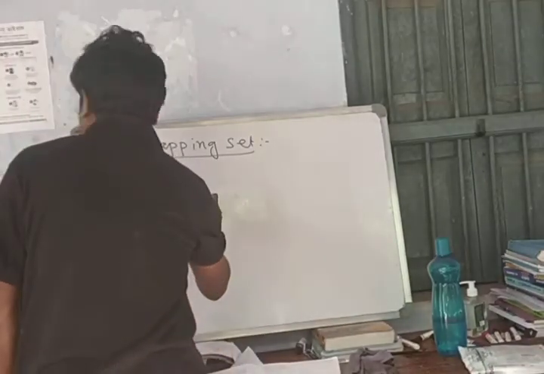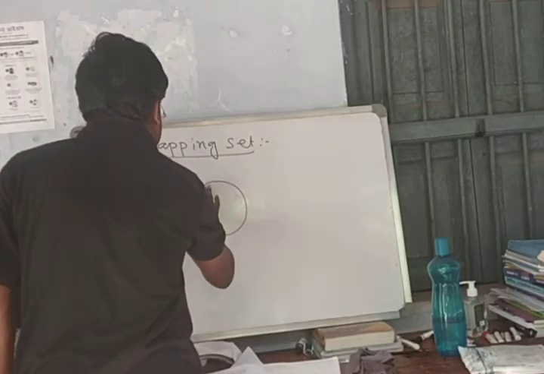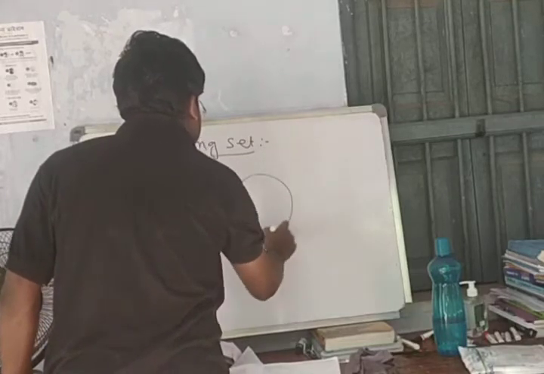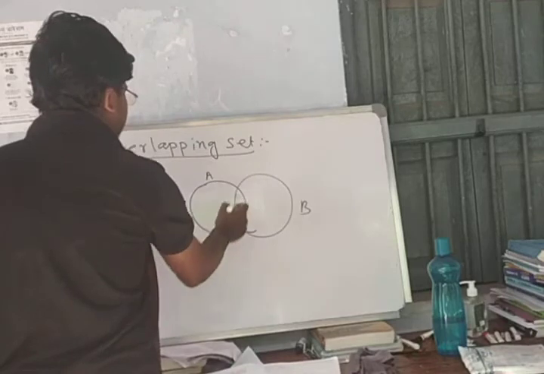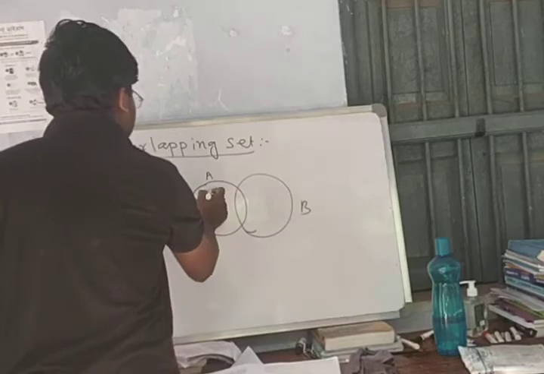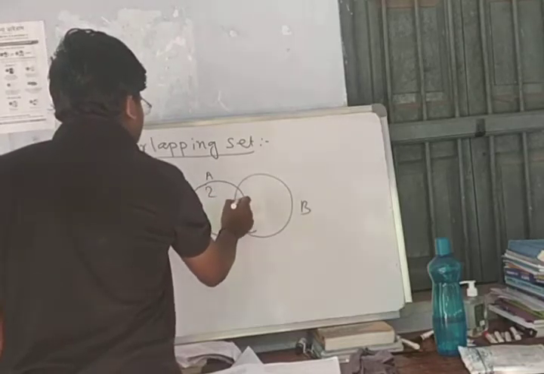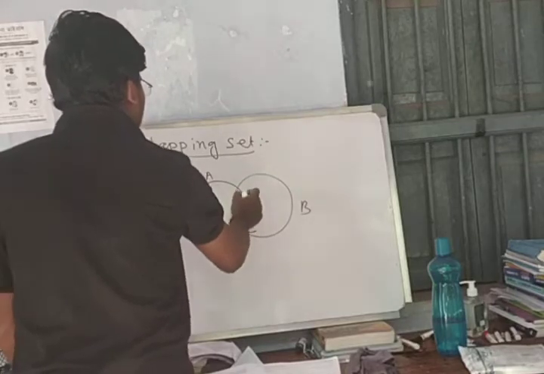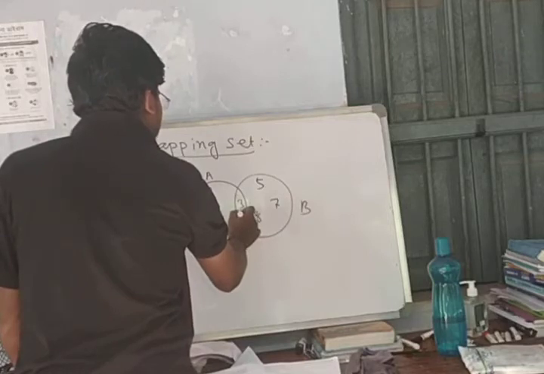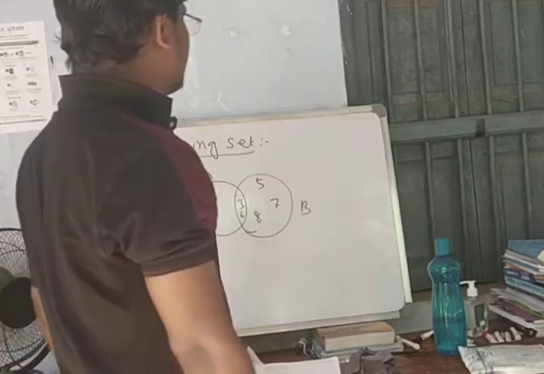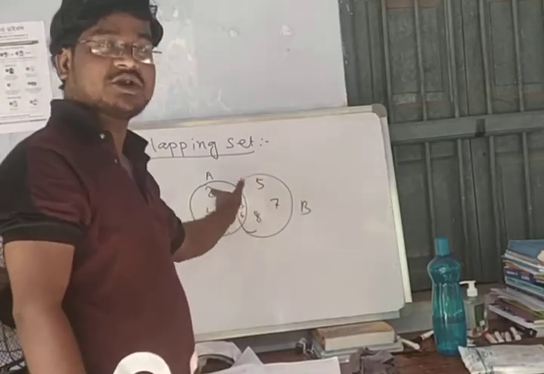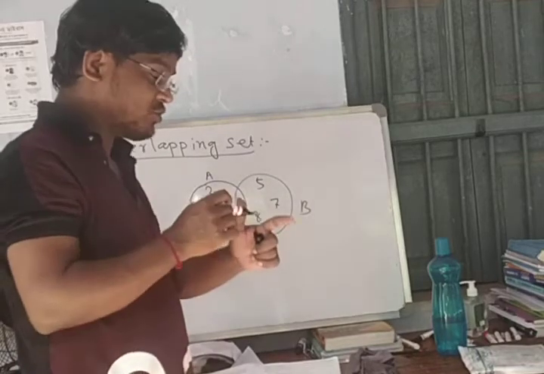Suppose I write here, this is a set A, and this is another set B. If you can see any common portion between these two sets, suppose A has the elements 2, 3, 4, 5 and B has 8, 7, 6. These two sets are in this form. Here this portion is the common portion between these two sets, and 3 and 6 are the common elements.